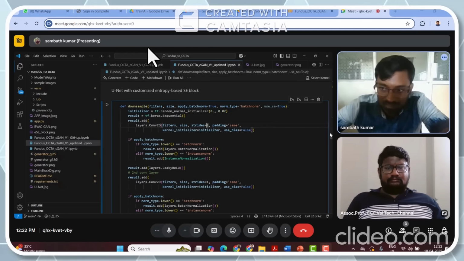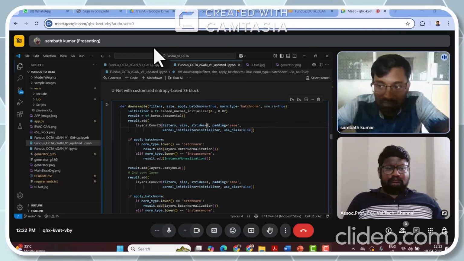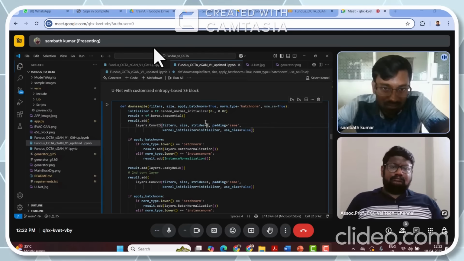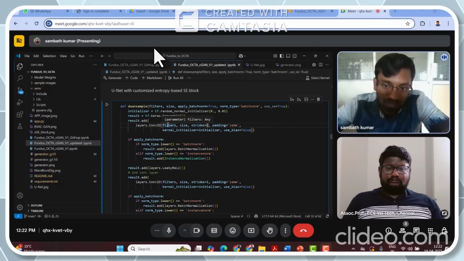I told you that in the encoder we do downsampling, and in the decoder section we do upsampling. The downsampling is done with the help of max pooling. Apart from that, in each and every stage of the encoder, we also have convolution blocks. Here we are using 4 different stages of the encoder. This is the basic architecture of the downsample.